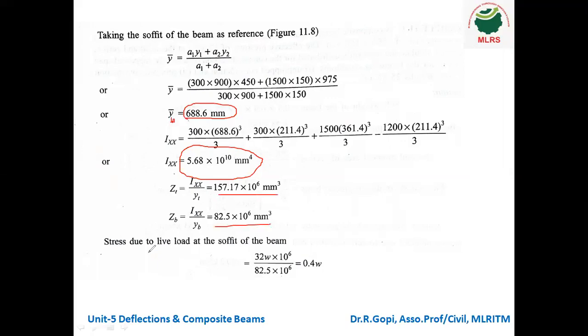Next, coming to stress due to live load at the soffit of the beam. What is the stress due to live load? M by Z. What is the moment value due to live load? It is 32 W into 10 power 6. This is the moment value due to live load, divided by Z. That means the section modulus is 82.5 into 10 power 6. This is your Z value.